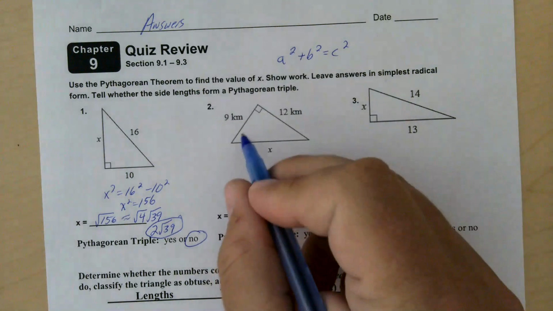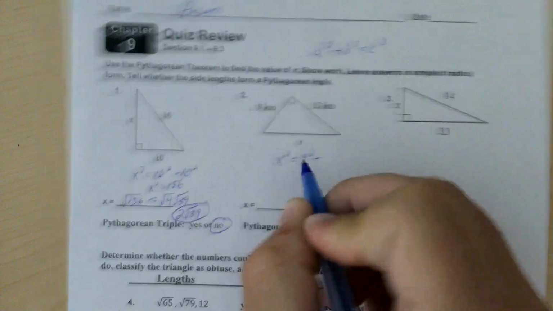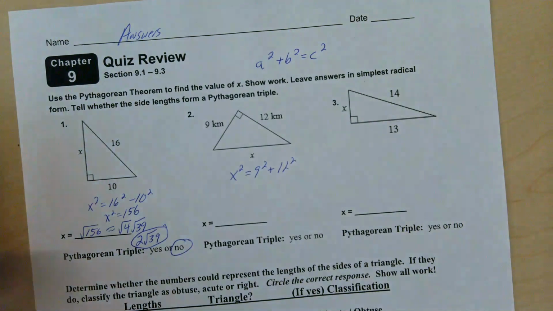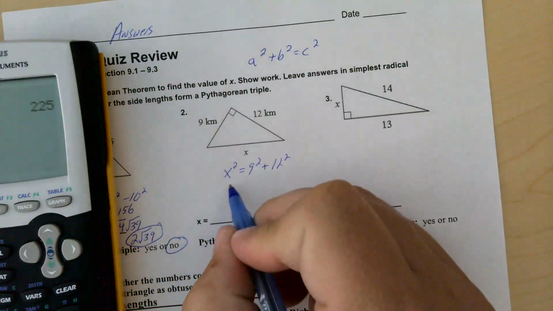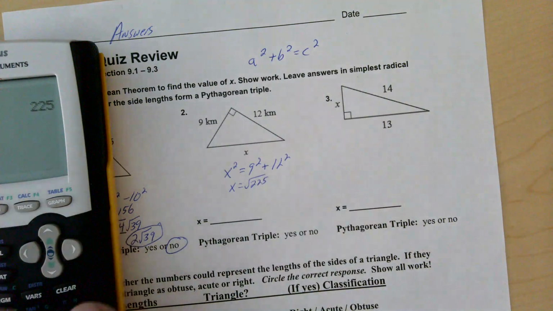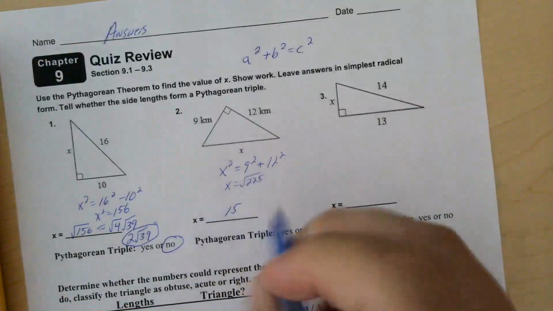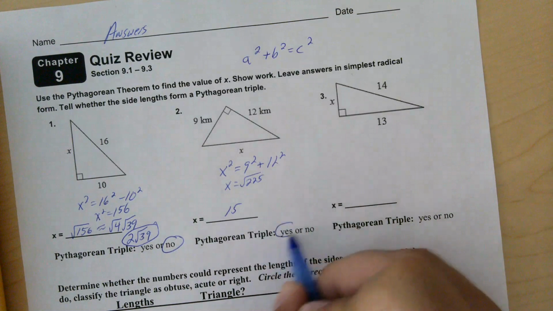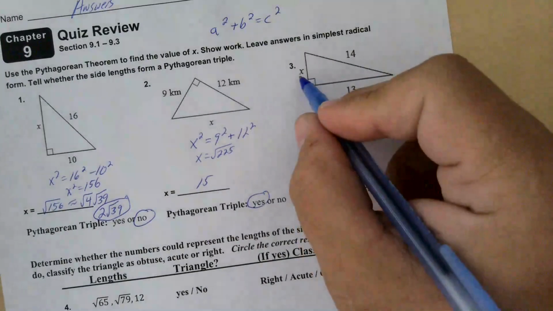For this next one, we are finding c. So x is really c, so I need to ask the calculator for 9 squared plus 12 squared. We're going to see that this one will work out nice and neatly. 9 squared plus 12 squared is going to be 225. So you take the square root of 225, and that actually is a nice answer. It's just a 15. So that is a Pythagorean triple. 9, 12, 15.